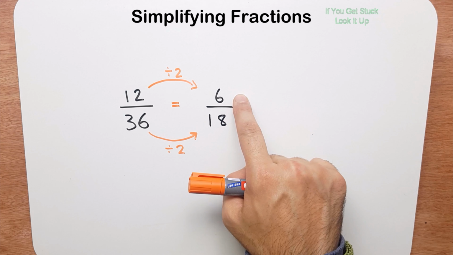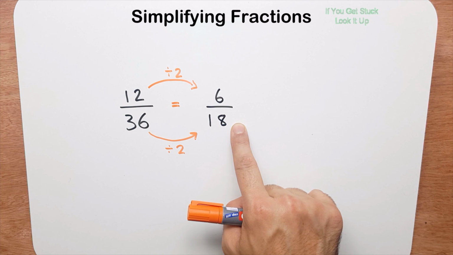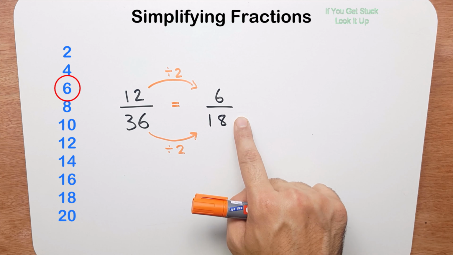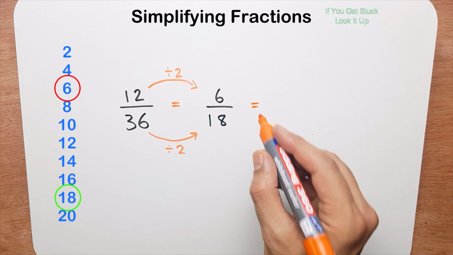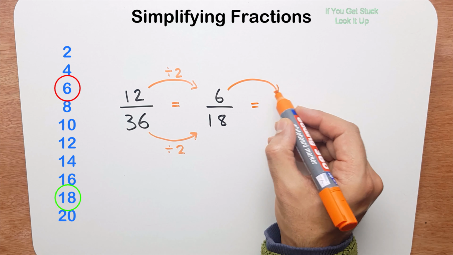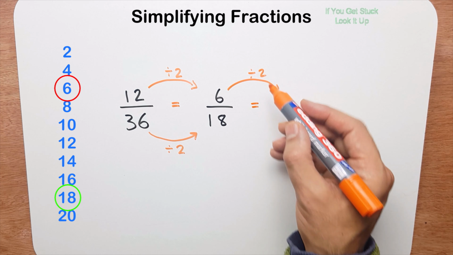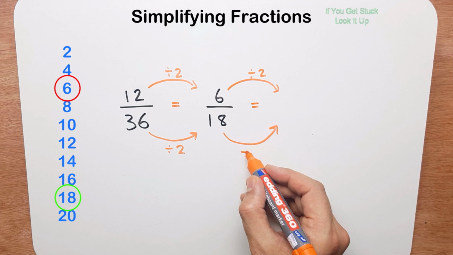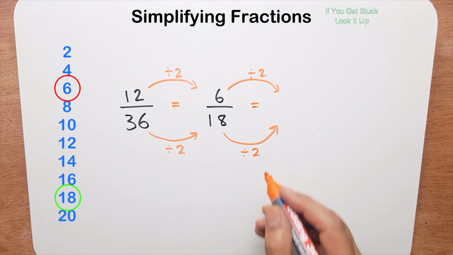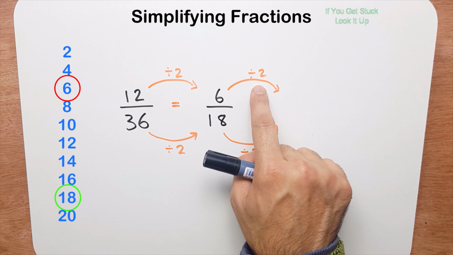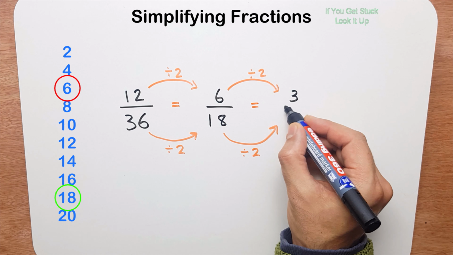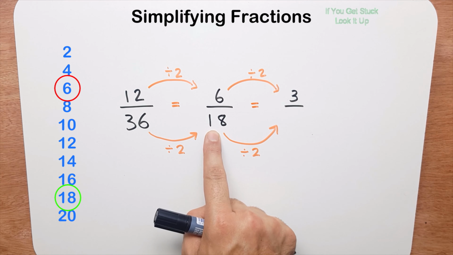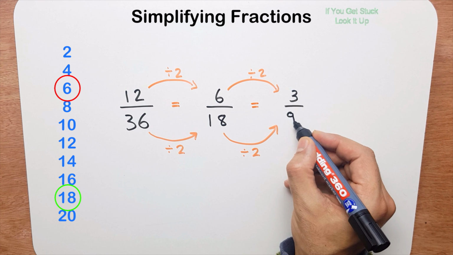Now I can simplify 6/18ths further. I can see that they're both even and they're both in the 2 times table. So again I can divide the numerator by 2, and whatever I do to the numerator I have to do to the denominator. So I'm going to divide this by 2 as well. 6 divided by 2 is 3, and 18 divided by 2 is 9.